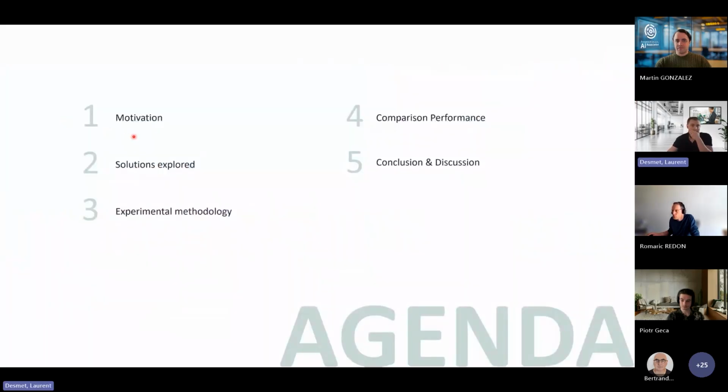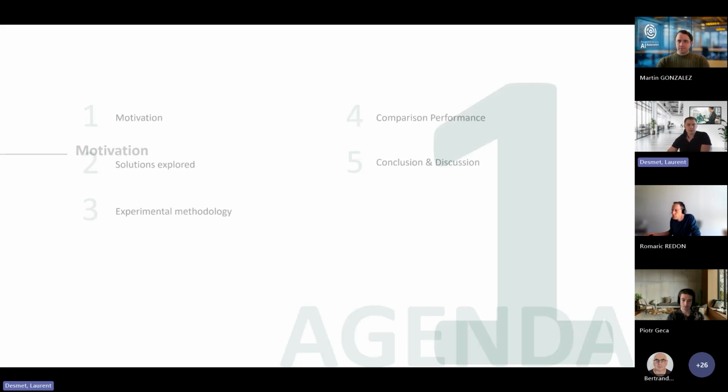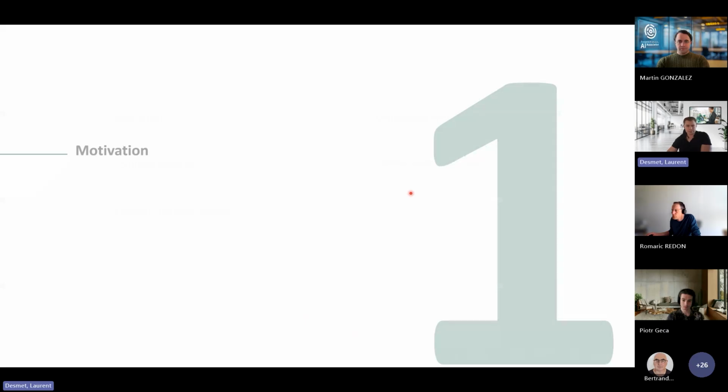My suggestion is to first start with a motivation. So why are we interested in robust AI? We will explore the different solutions. After that, we are going to try to compare them, but for that we need methodology. So we will dive into this in section 3. After that, we'll compare each of these algorithms and we'll have a short conclusion. So let's start with the motivation.